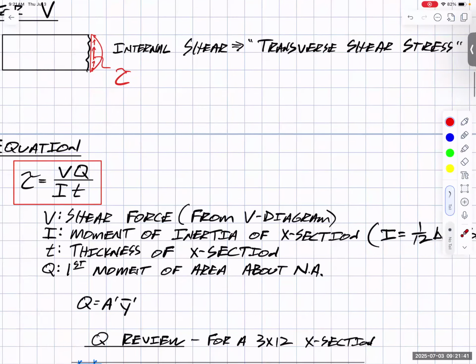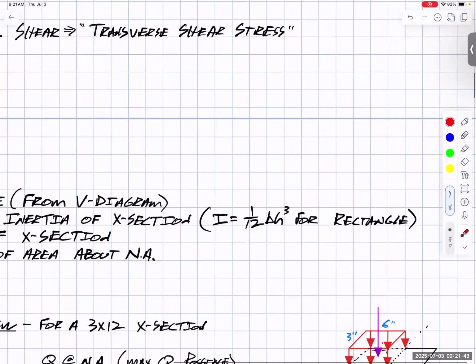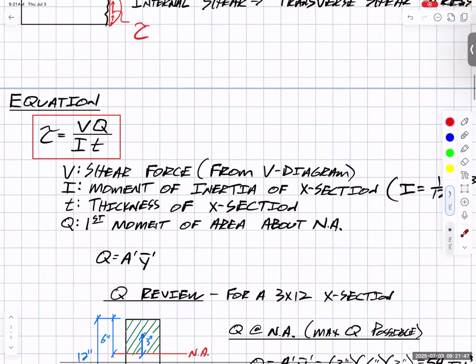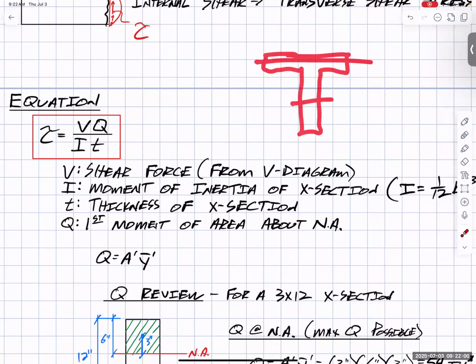I, moment of inertia, we've seen that before. 1/12 BH cubed is the most common for some sort of rectangle. T is the thickness of our cross section. So if you have a rectangular cross section, it's just that thickness T, that width right there. If I had like a T shape, I would have two thicknesses, one here and one there. So I'd have two different shear stresses as I move up and down that cross section. We'll see an example of that in a little bit.